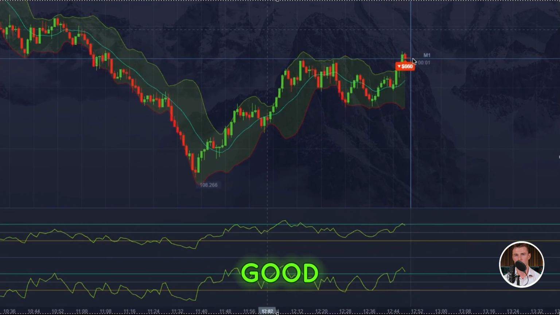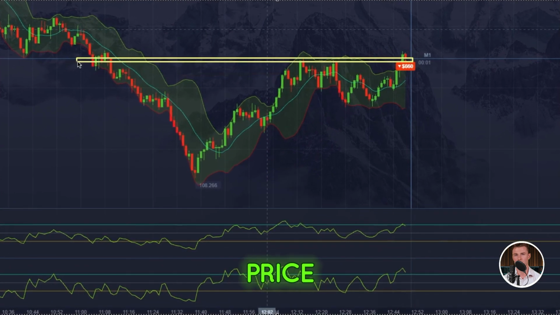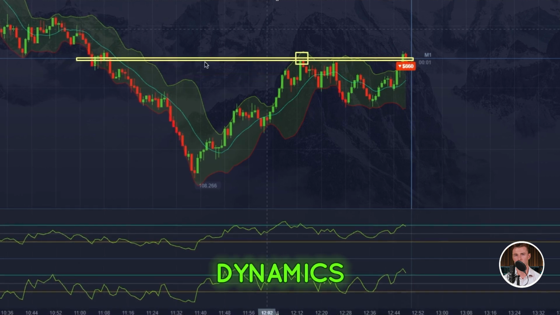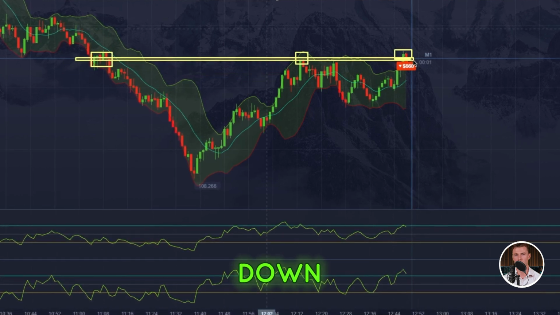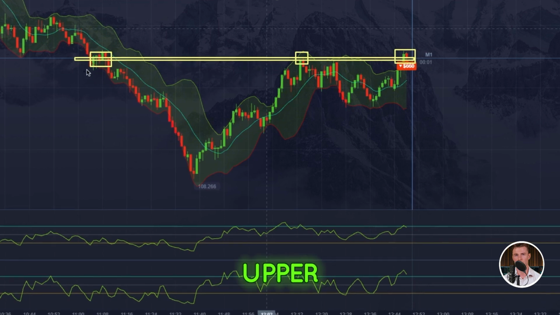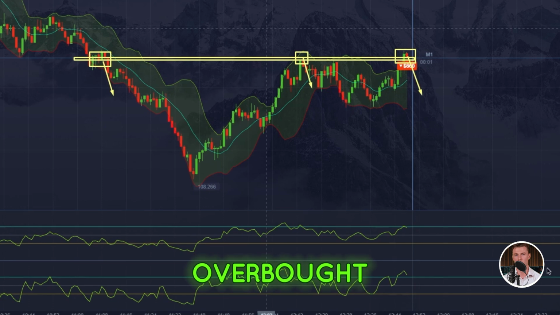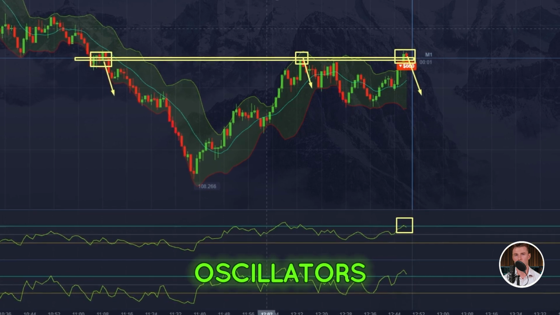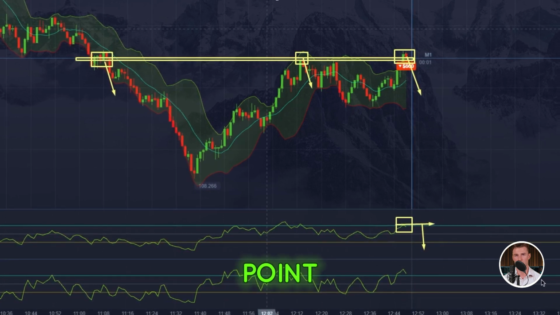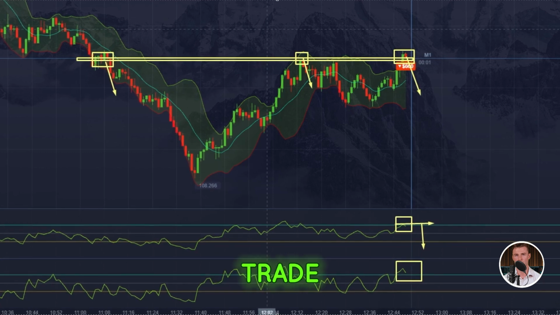We also have a good resistance area here at this price level. We see how the dynamics of our movement went down. Here we also have a touch of the upper moving average, then an exit from the overbought area on both oscillators. In general, the same entry point, the same principle of entering a trade.